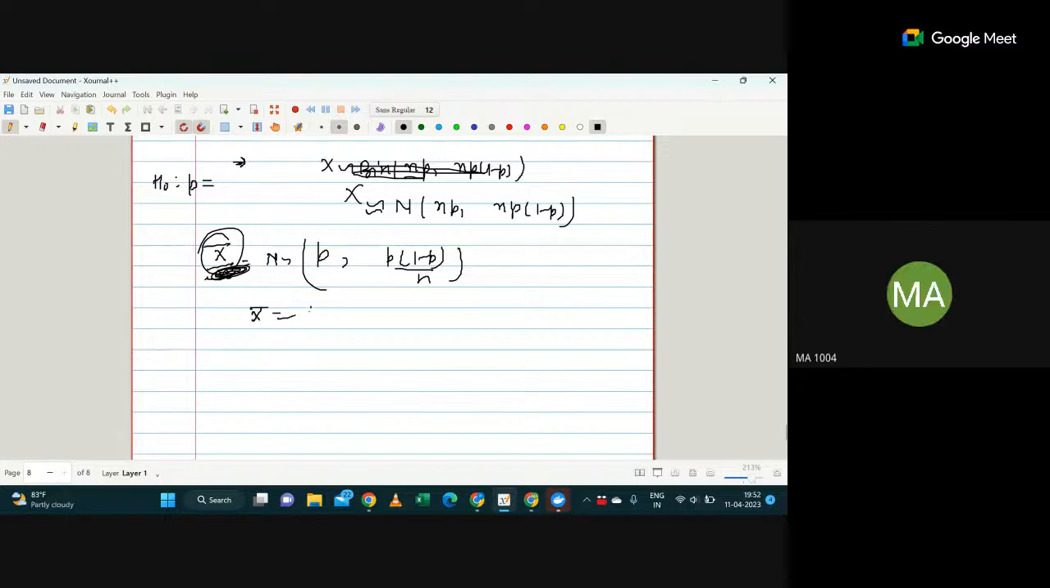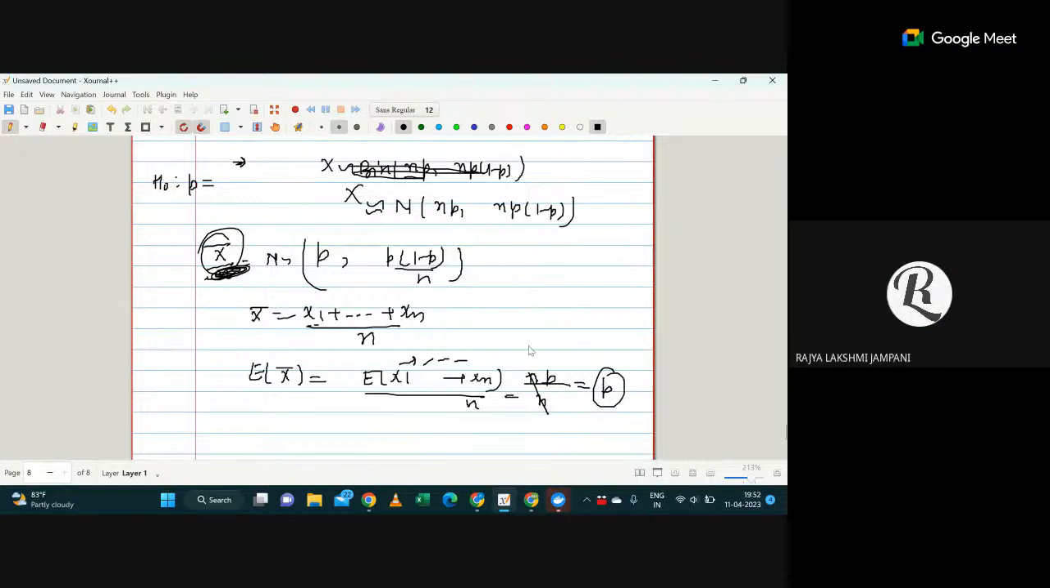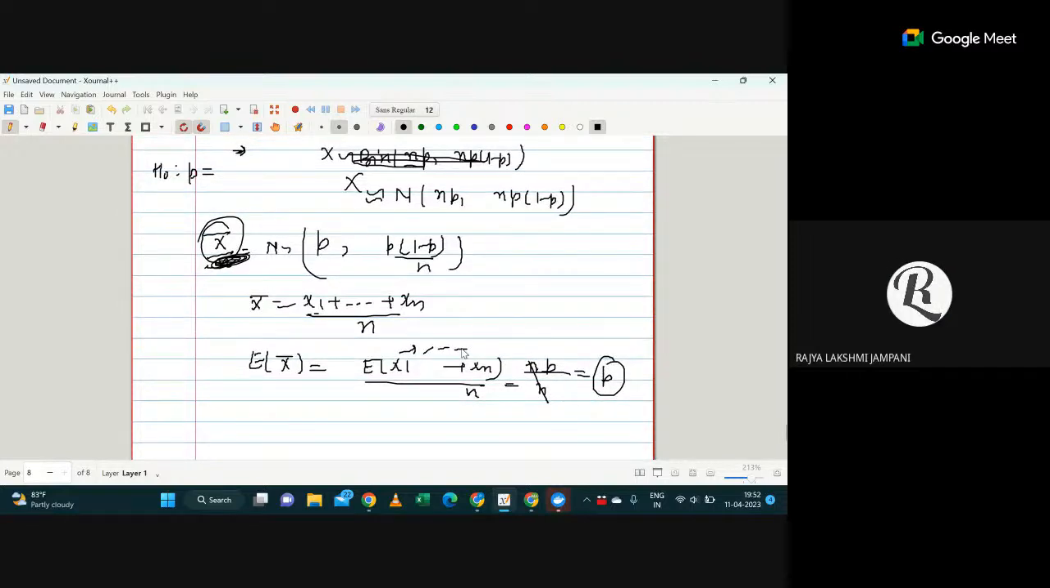See, x bar is what? x1 plus so on, divided by n, right? So, what is the expected value of x bar? It will be n times p divided by n, right? n will get cancelled. No, the expectation of each x is np, right? What you have written in the equation on the top, x belongs to normal of n.